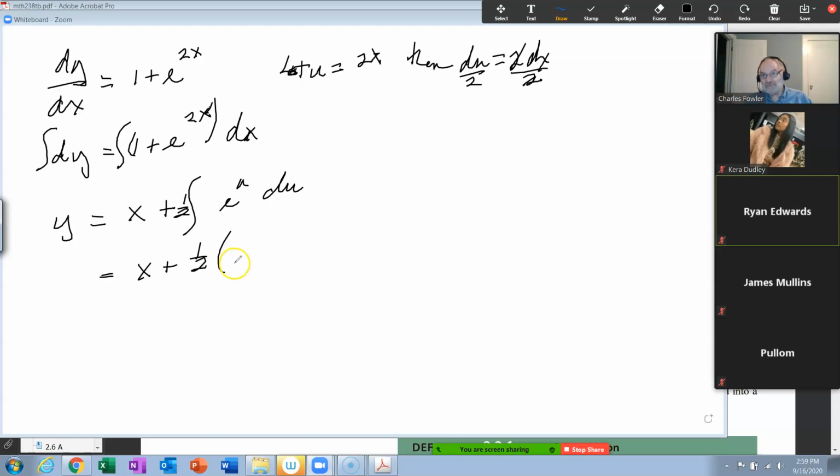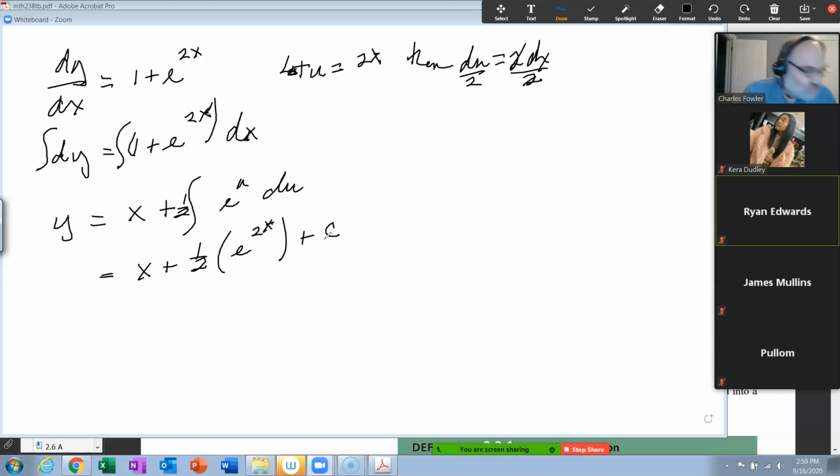e to the u, just like the derivative of e to the u is e to the u, the antiderivative is e to the u. Okay, but what is u? 2x, so that would be e to the 2x, plus c. It's an indefinite integral, you need that.